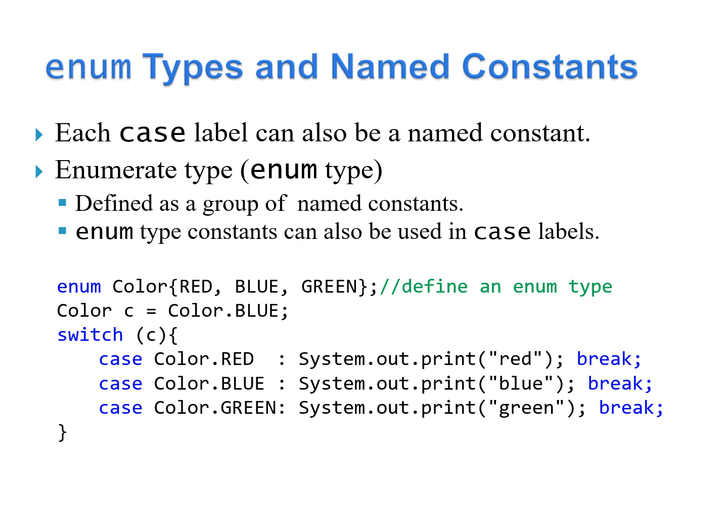Each case label in a switch statement can also be a named constant or a final variable, as long as that named constant has the same type as the value of the controlling expression of the switch statement. Java also allows you to define a group of named constants as an enumerated type or enum type because it is defined with the keyword enum. The constants of an enum type can also be used in case labels of a switch statement. As an example, consider this code fragment.